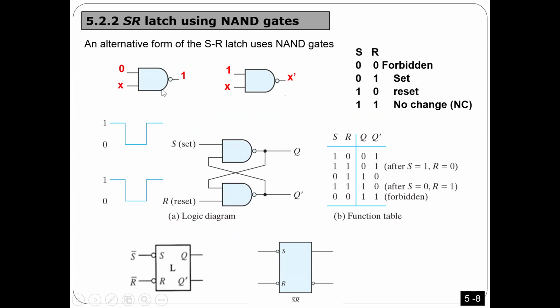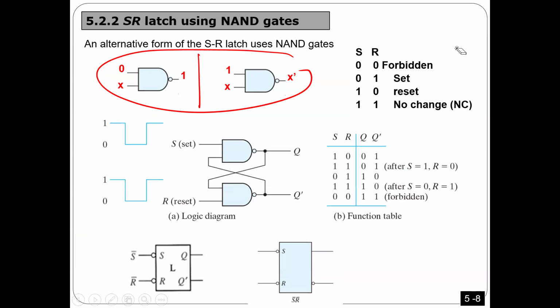Again, I want to remind you of how NAND works. If one input is 0, regardless of what you have at the other input, I'm going to get 1. If one input is 1 and the other is X, you will get X prime, because NAND is actually AND followed by an inverter. In the case of AND, if one input is 0, I'm going to get 0, regardless of the other input, and then because of the inverter, I will get 1.